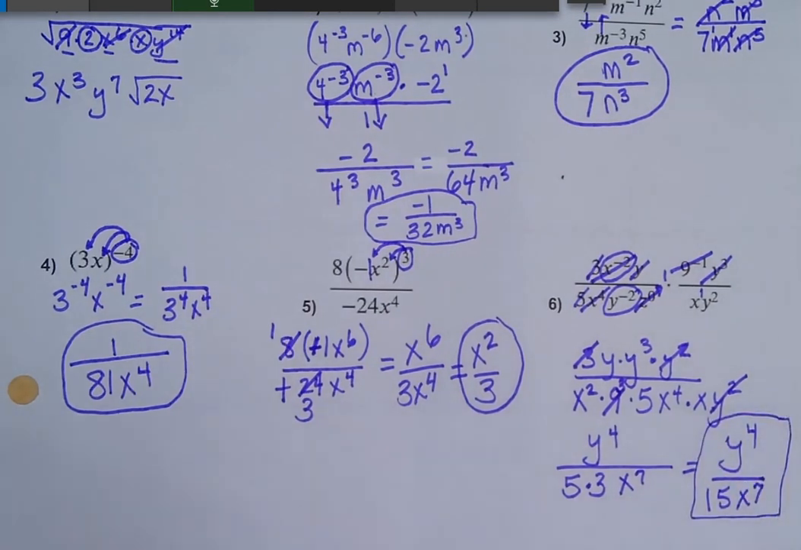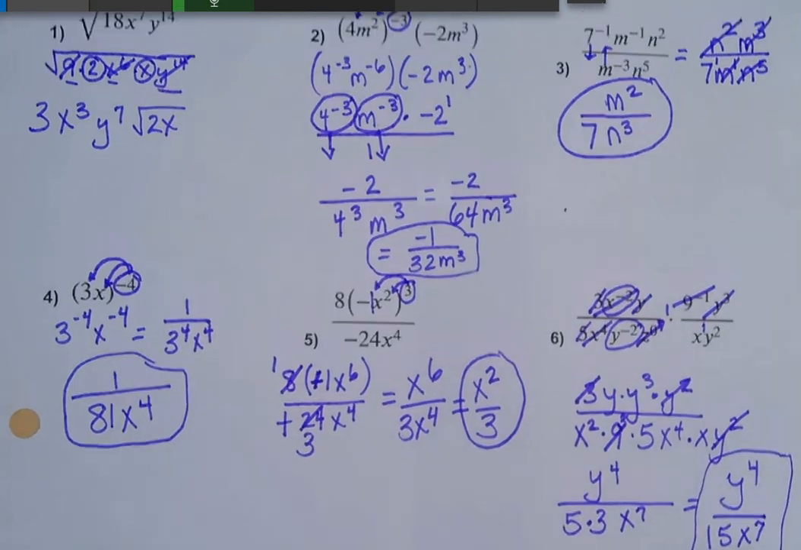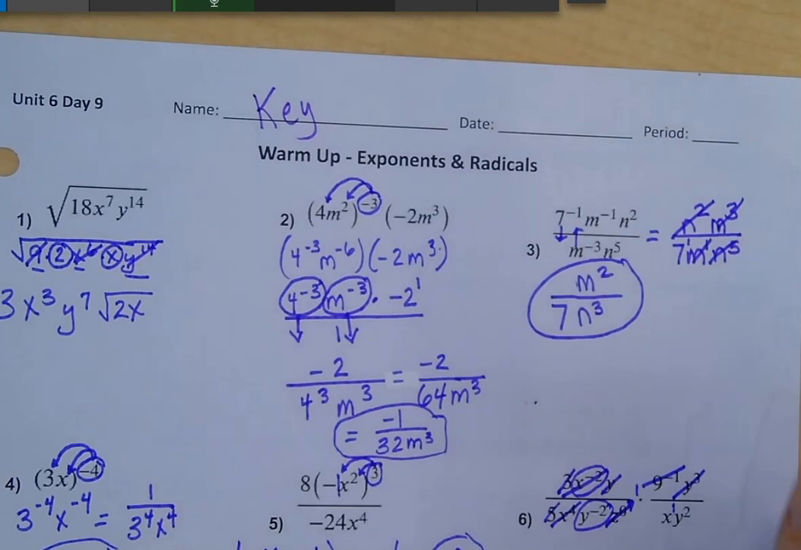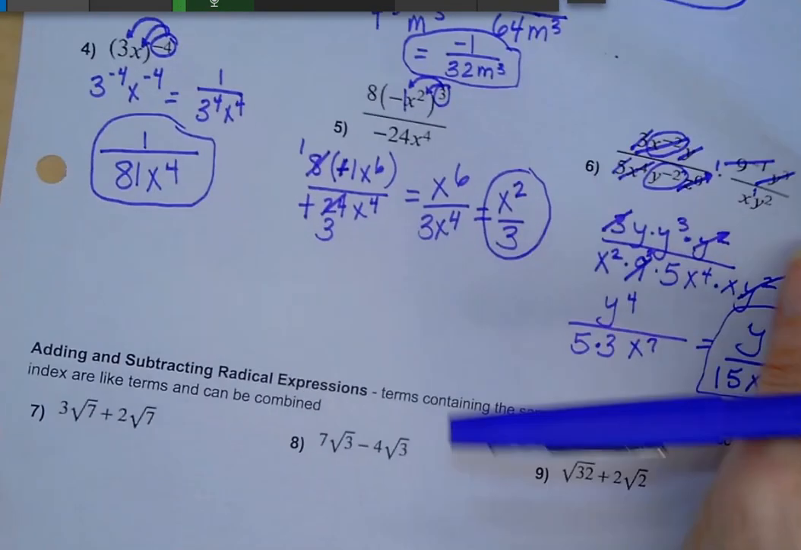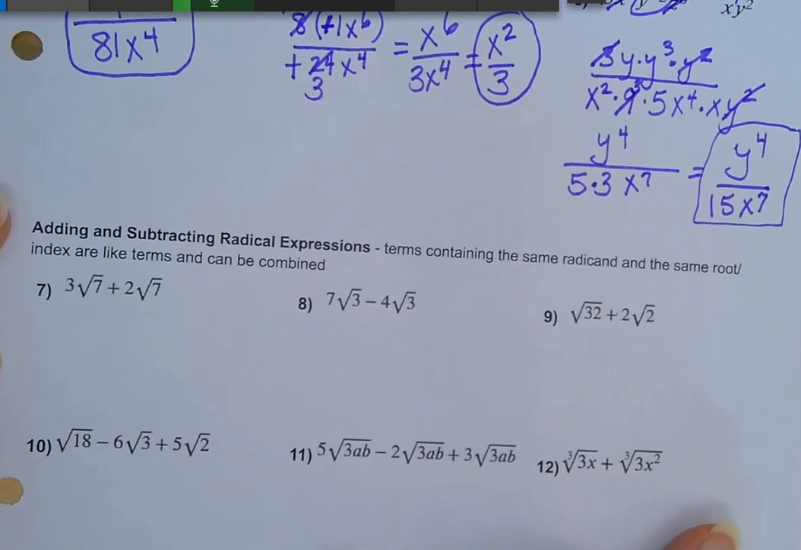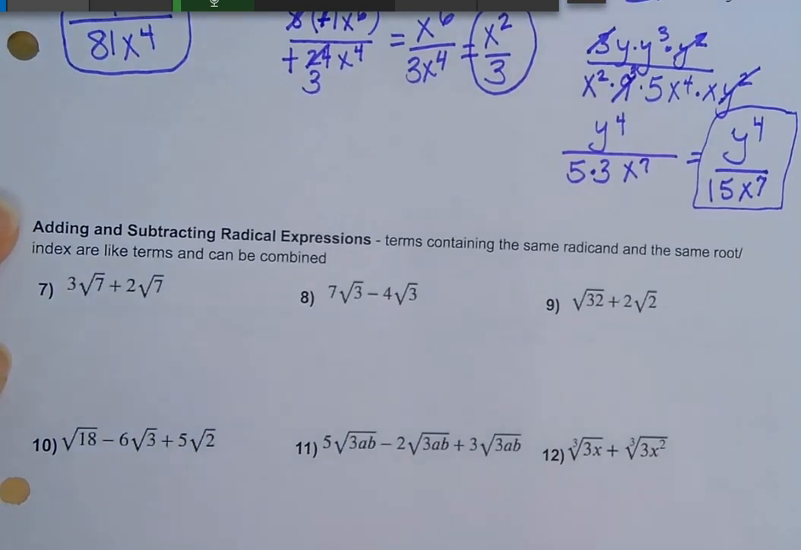Okay, so that was practicing all kinds of skills that we had from the earlier part in our unit. So more recently, we have been practicing our adding and subtracting radical expressions. So remember, the first thing we want to do is make sure that everything is as simplified as it can be. Each term has the simplified radical.